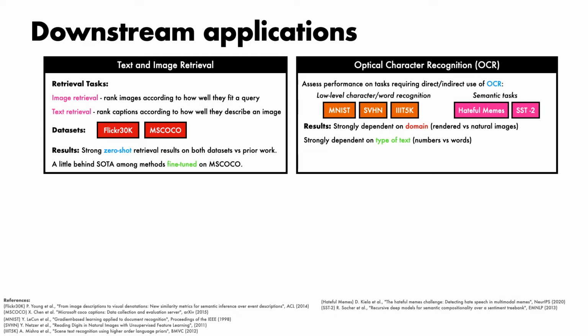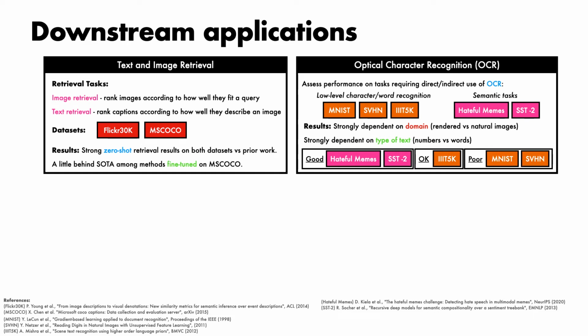Broadly speaking, CLIP achieved good results on the semantic tasks of hateful memes and SST2, okay results on IIIT5K, and poor results on MNIST and SVHN. For SVHN in particular, the authors note after some inspection that CLIP appears to struggle with repeated characters, as well as on the low resolution and blurry images found within this dataset.